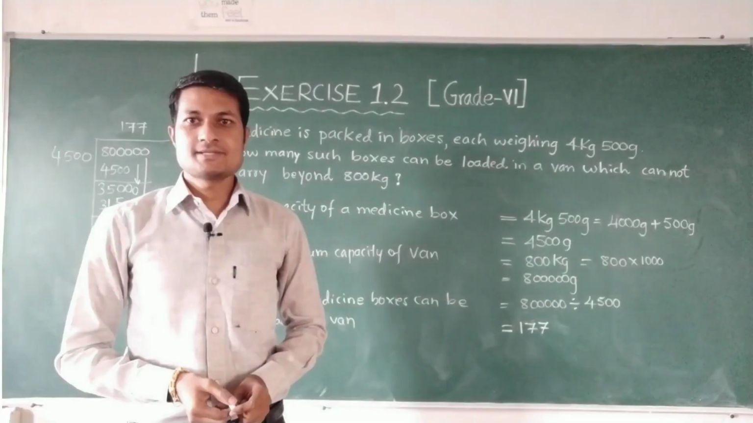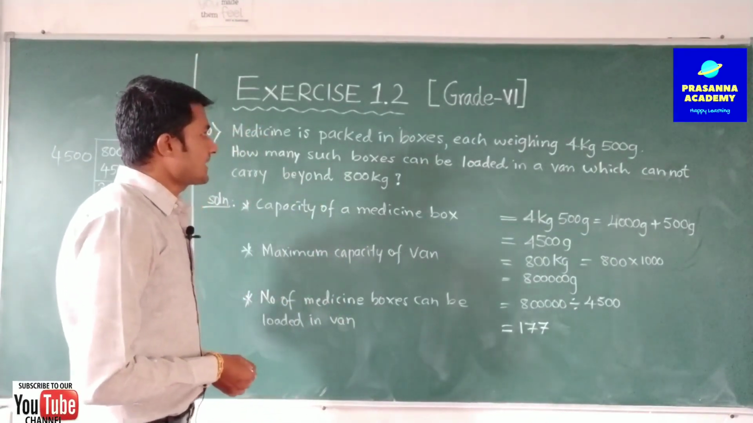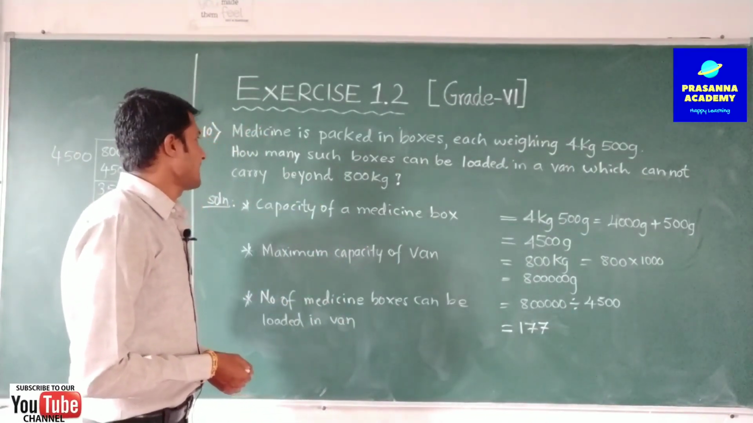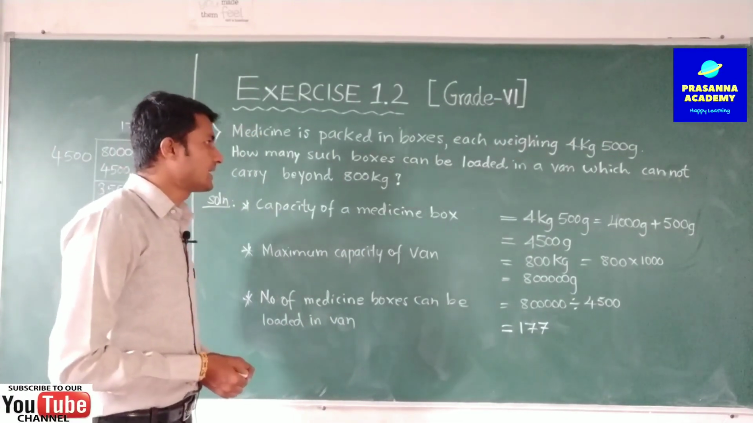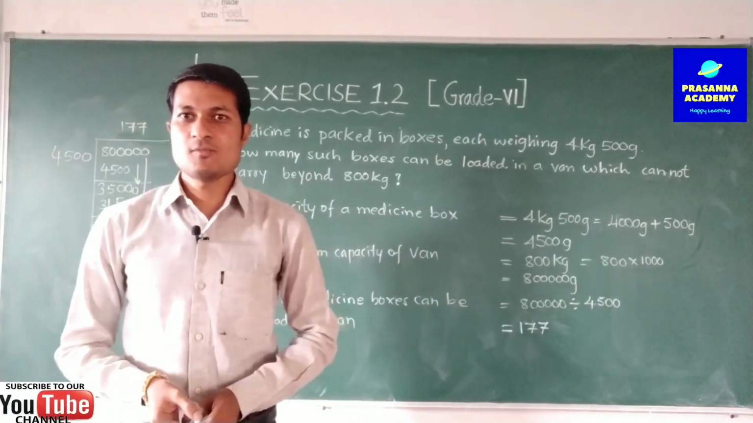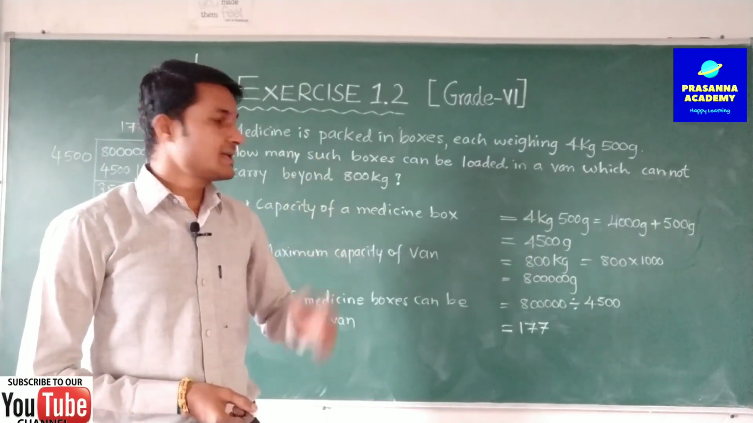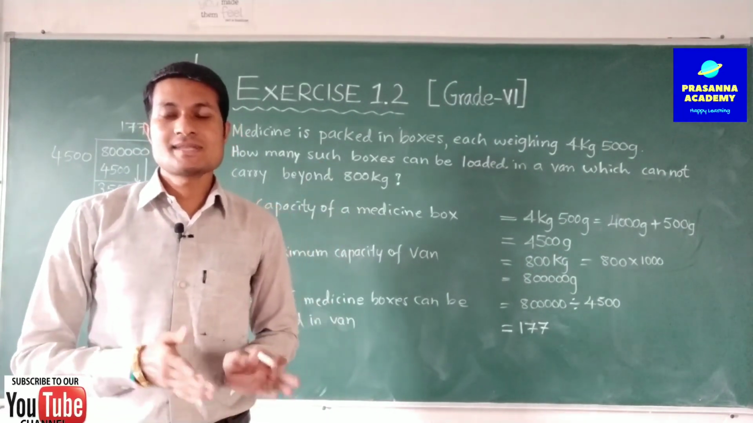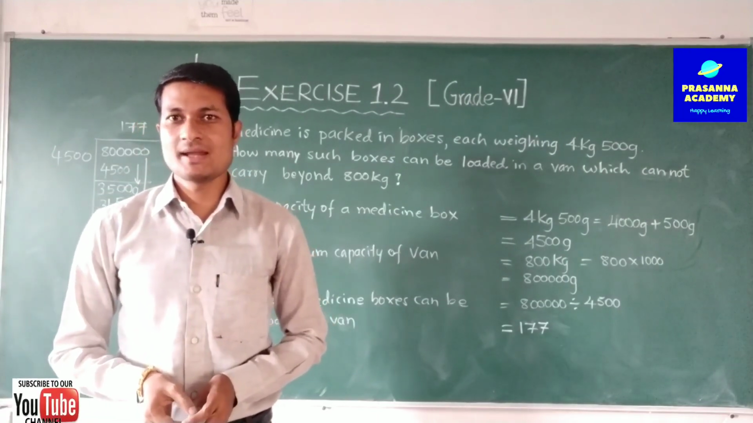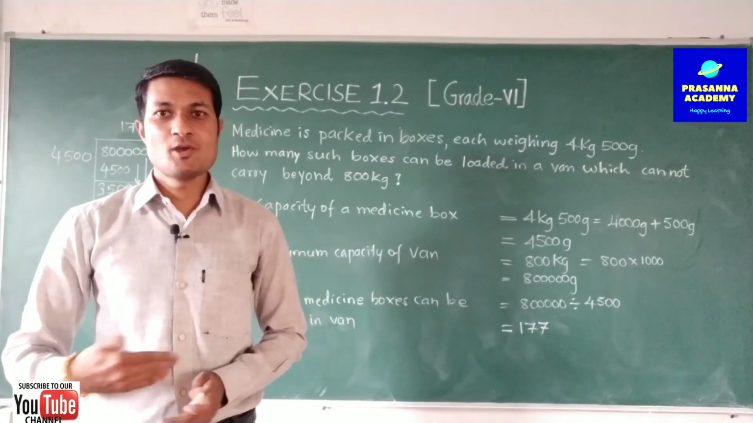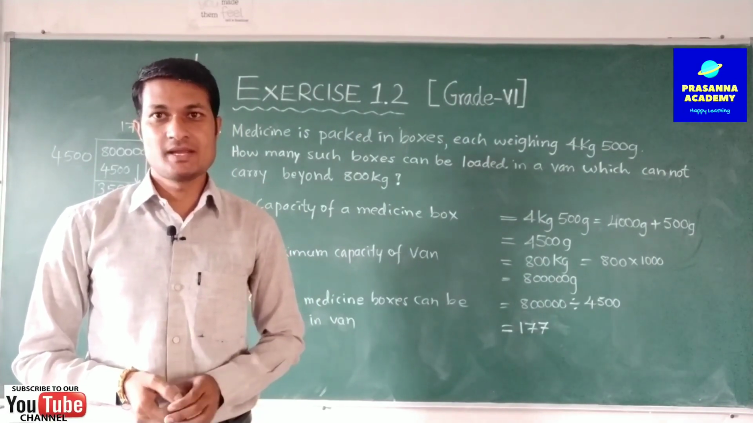Okay students, let's go for the next question, that is the 10th one. Medicine is packed in boxes, each weighing 4 kg 500 gram. Then how many such boxes can be loaded in a van which cannot carry beyond 800 kg? So some medicine boxes are there, and the weight of each medicine box is 4 kg 500 gram. Such boxes are to be loaded in a van, but the capacity of that van is 800 kg, meaning beyond 800 kg you can't put any boxes in that van.